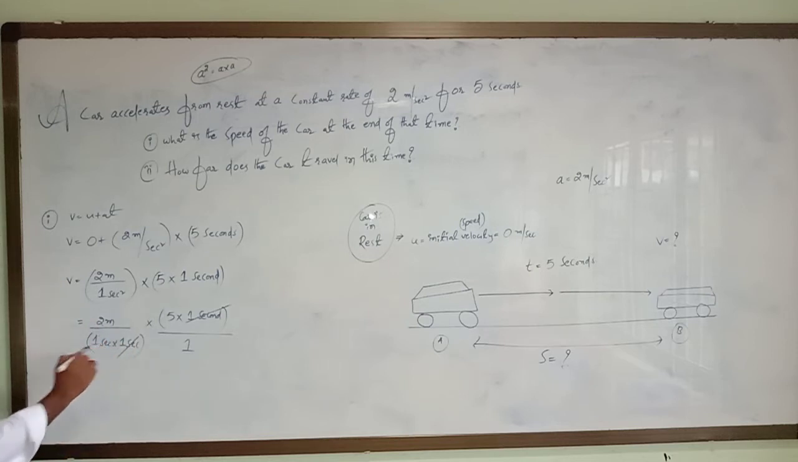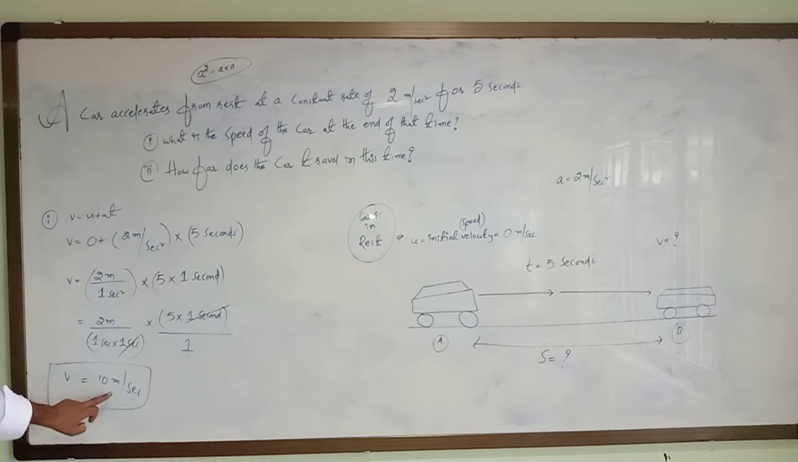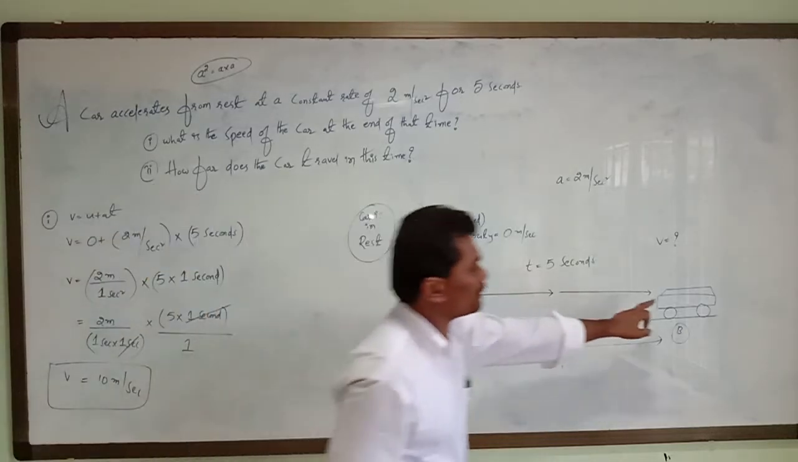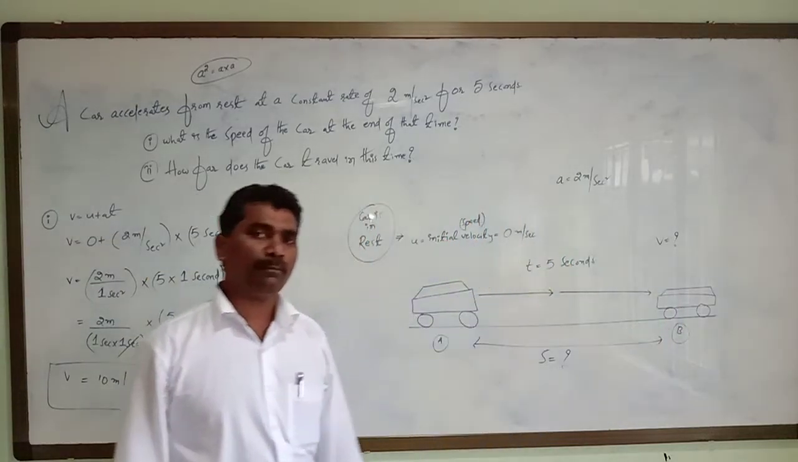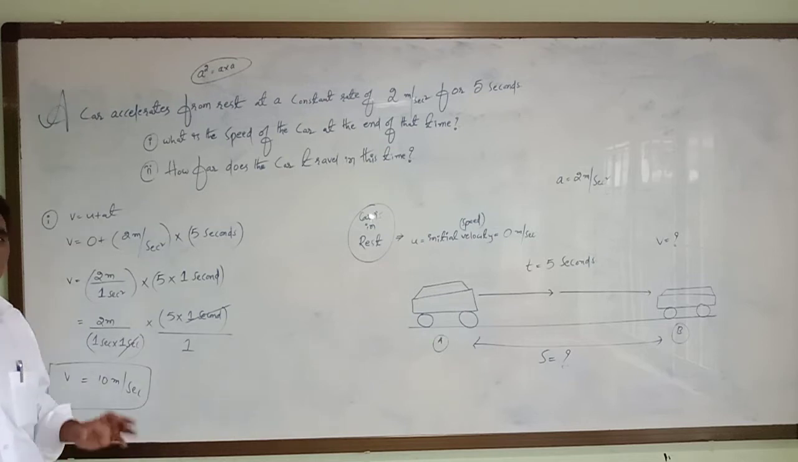So here 2 meter per second into 5. 2 5s are 10 meter per second. So this is the final velocity of the car. Final velocity of the car is 10 meter per second. After reaching point B, the car will be moving with 10 meter per second final velocity.